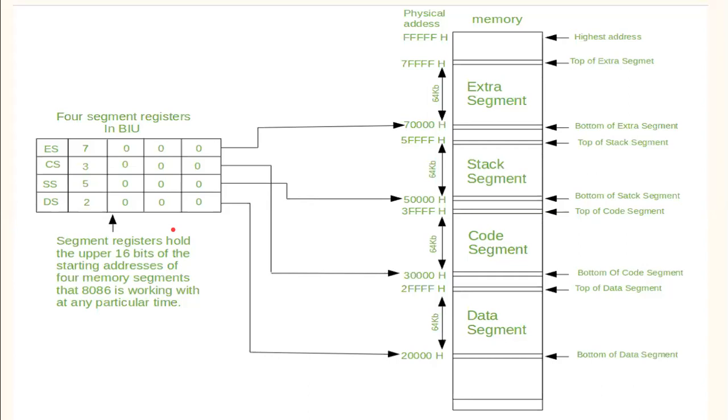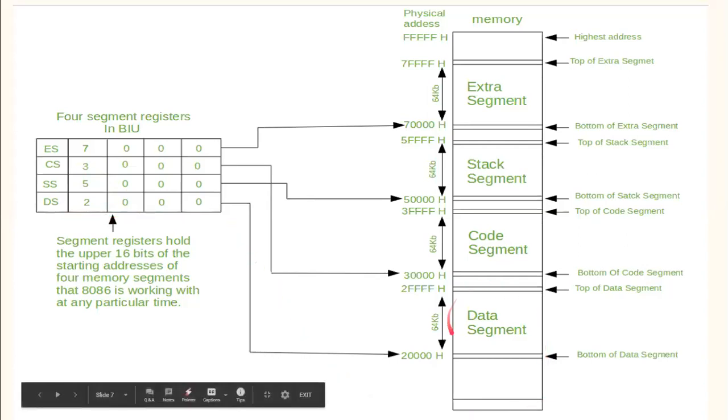So the other 4 bits are calculated using the offset register, which is again 16-bit. So let us see over here. For the data segment, our segment register is holding 2000. So the data segment will have the starting address 20,000. It is a 20-bit address, and the maximum length of any segment is 64 KB.